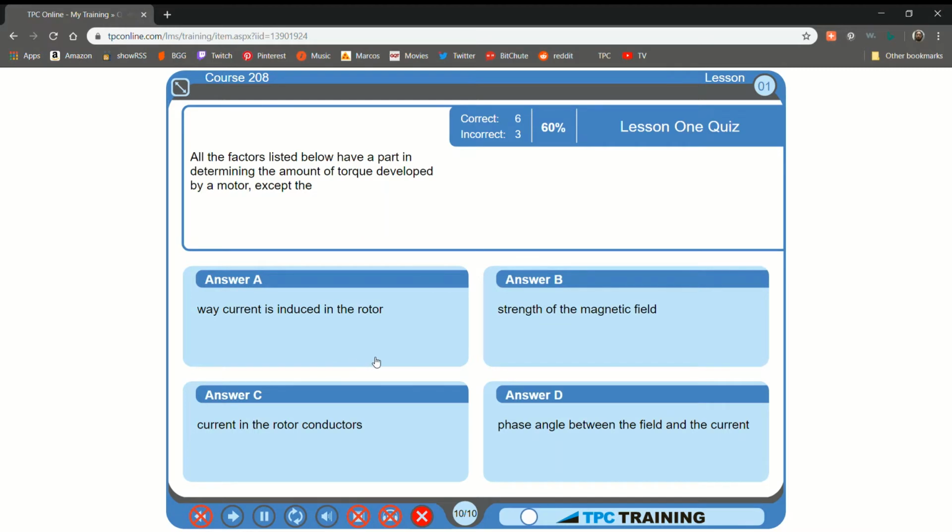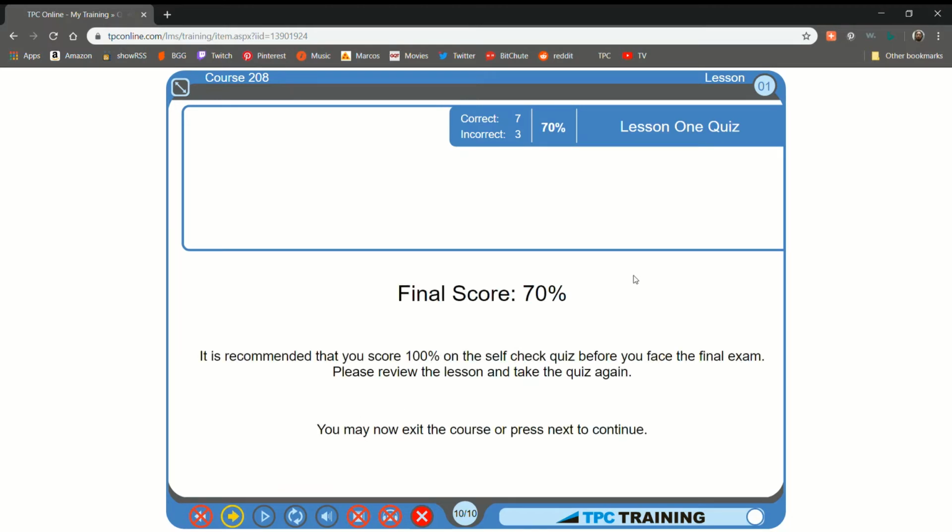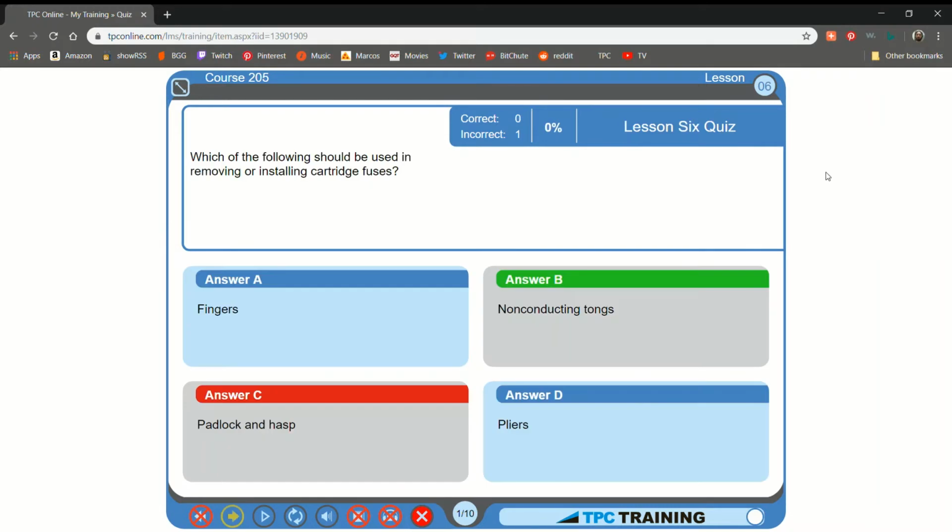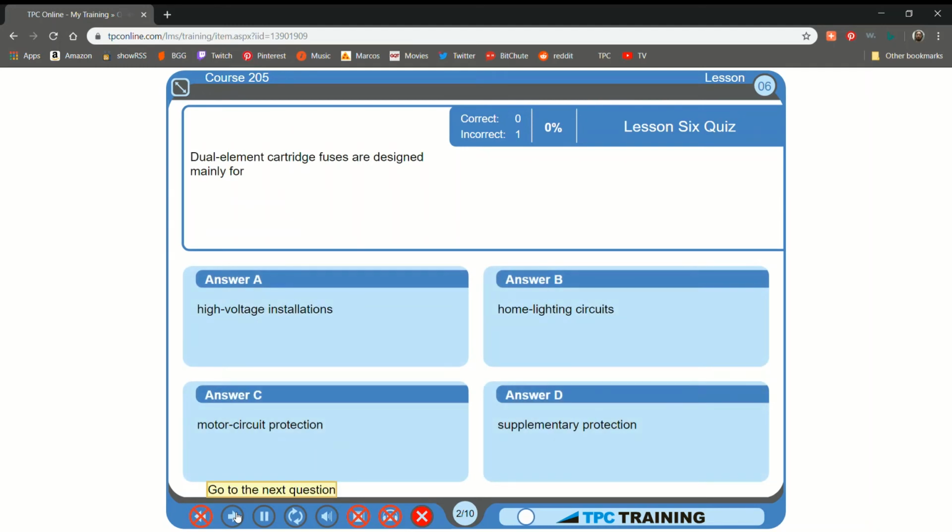All the factors listed below have a part in determining the amount of torque developed by a motor, except the A. Way current is induced in the rotor. That is correct. Dual-element cartridge fuses are designed mainly for A. High-voltage installations, B. Home lighting circuits, C. That is not correct.